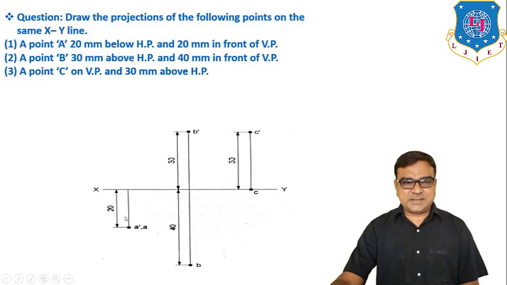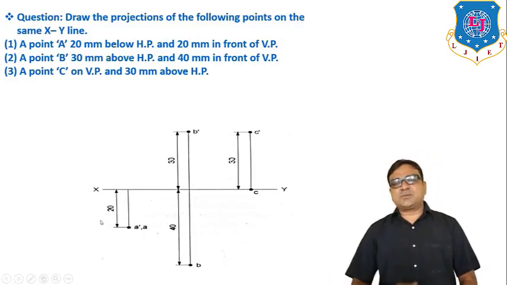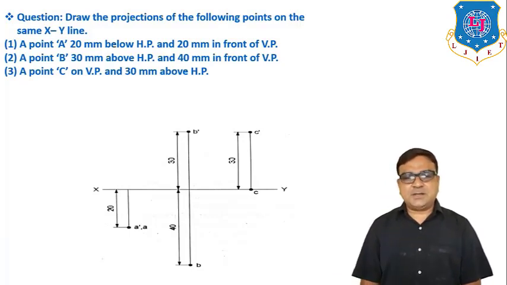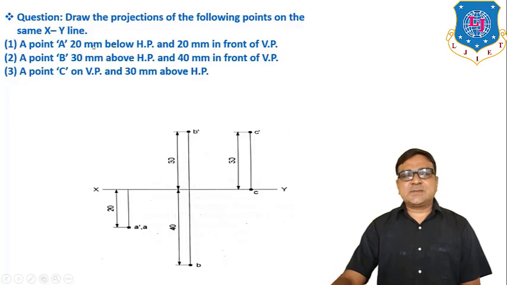So you can see here in the answer, because point A is in the fourth quadrant, its projections, both front and top view, will come below the XY line. And here the distance from HP and from VP are both the same. So in our answer, draw the XY line, and a dash and a, both the front and top view, will come at a distance of 20 mm from XY.